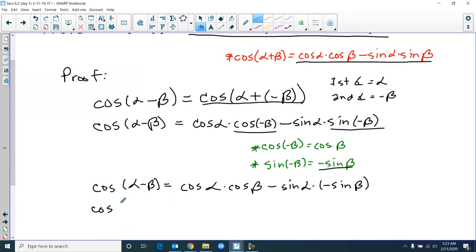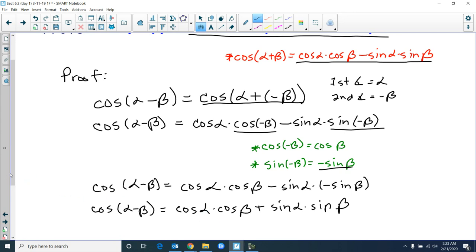So cosine of alpha minus beta is equal to cosine of alpha times cosine of beta. All right, here's the step here. This is negative sine of alpha times negative sine of beta. Make sure you put those parentheses there so it doesn't look like a subtraction. You're multiplying those. And what's a negative times a negative? A negative times a negative is a positive.